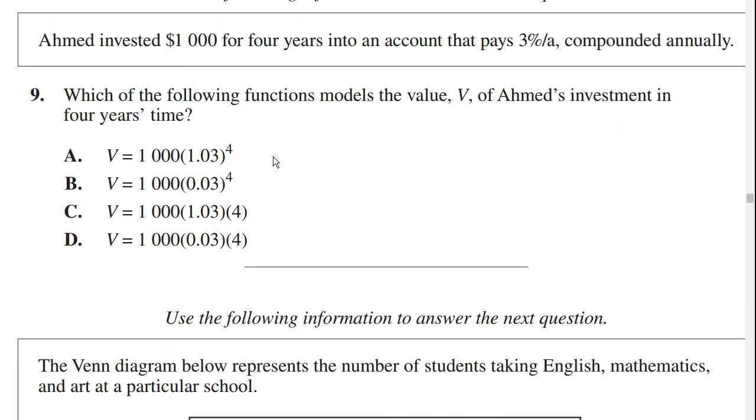It's amazing. Ahmed invested $1,000 for 4 years into an account that pays 3% per annum, compounded annually. Which of the following functions models the value V of Ahmed's investment in 4 years' time?